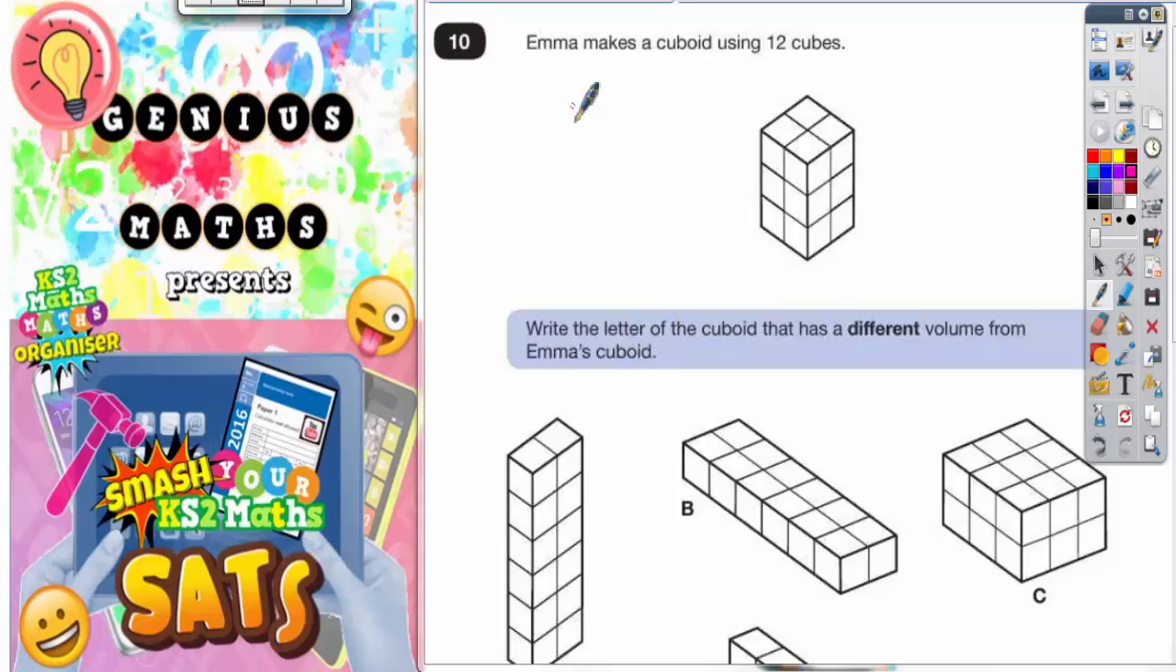Question 10. Emma makes a cuboid using 12 cubes. Write the letter of the cuboid that has a different volume from Emma's cuboid. Now we're going to do this two completely different ways. So the first way you can do it is just by simply counting cubes.